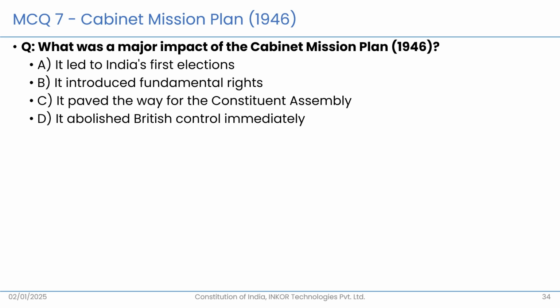Next question. What was a major impact of the Cabinet Mission Plan, 1946? A. It led to India's first elections. B. It introduced fundamental rights. C. It paved the way for the Constituent Assembly. D. It abolished British control immediately. Choose wisely.